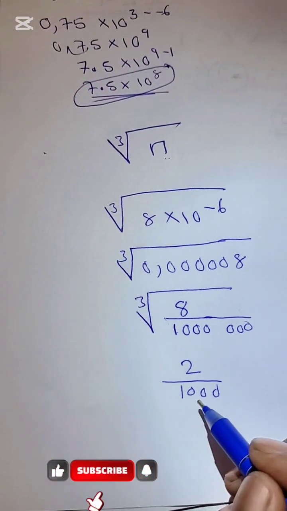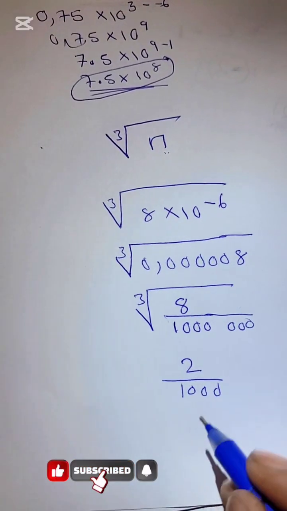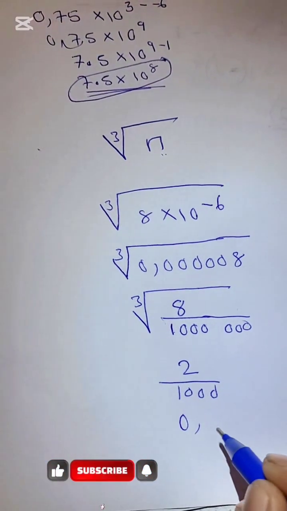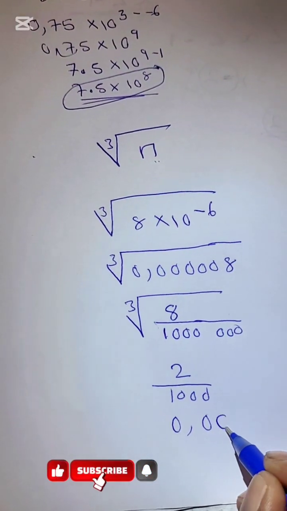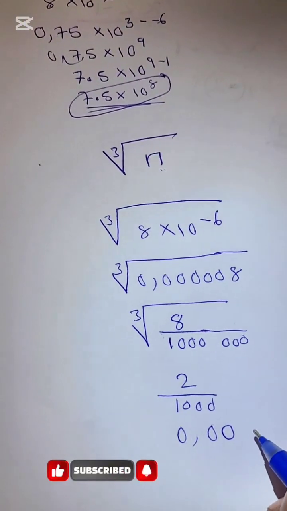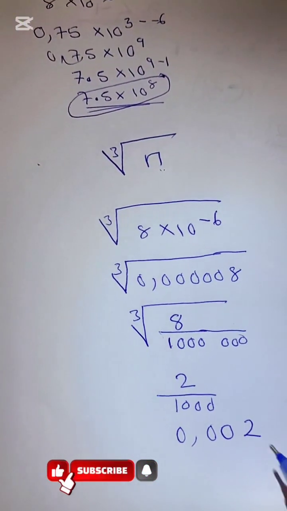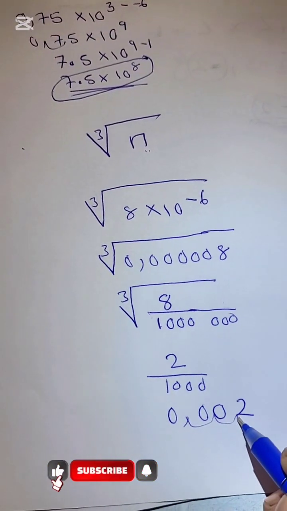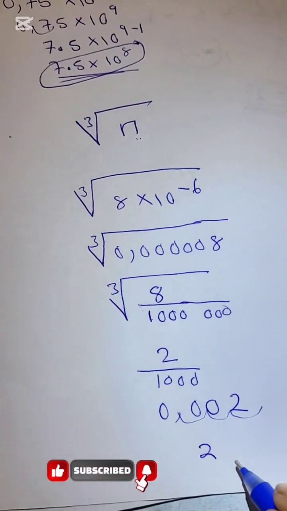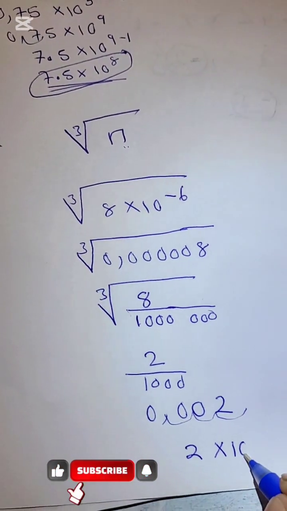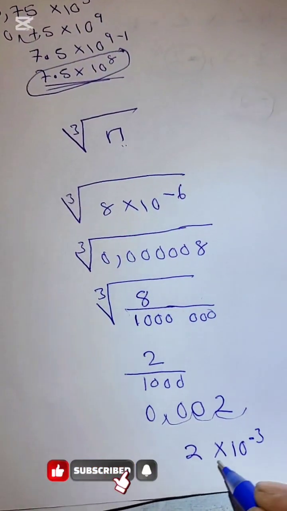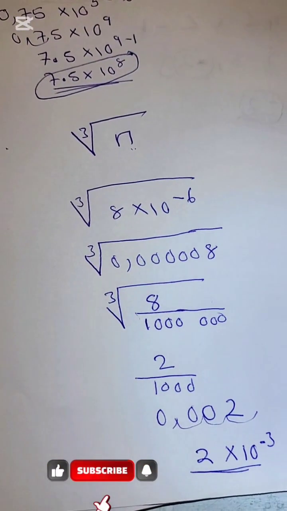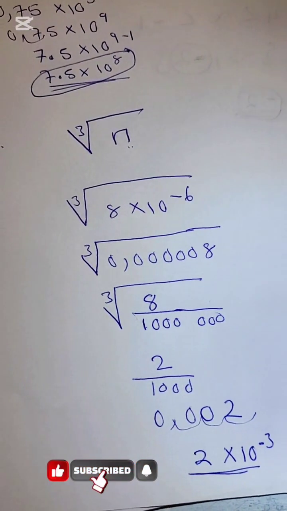Then 2 over 1000. 1000 into 2, you get 0.002. Then in standard form, that will be 2 multiplied by 10 to the power of negative 3. Then next question.